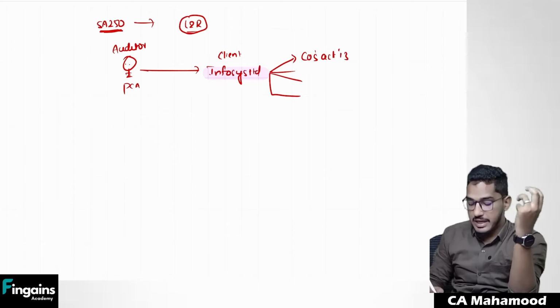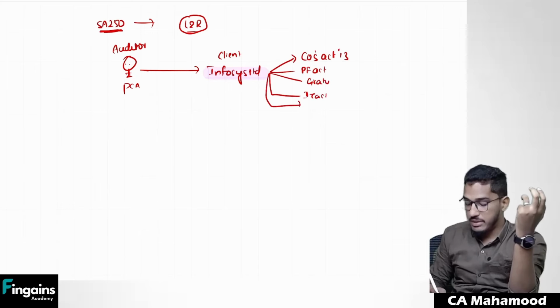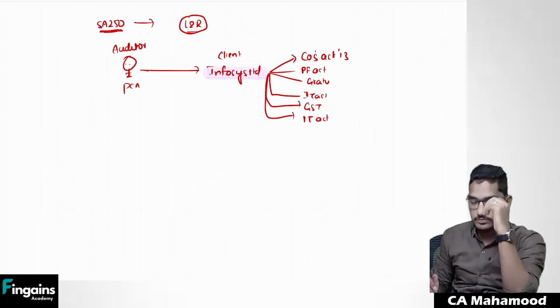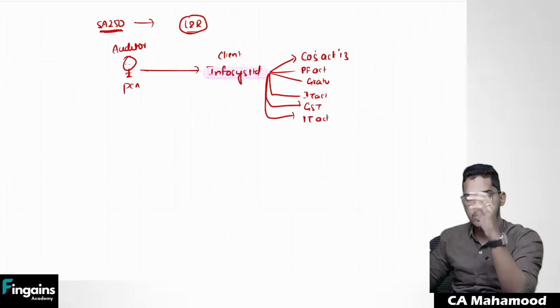And since they have employees, they have to comply with the PF Act. They have to comply with the Gratuity Act. They have to comply with the Income Tax Act. They have to comply with the GST Act. They have to comply with IT related laws, the Information Technology Act. So like this, depending upon the nature of the client, every client will have numerous laws and regulations which they have to comply with.